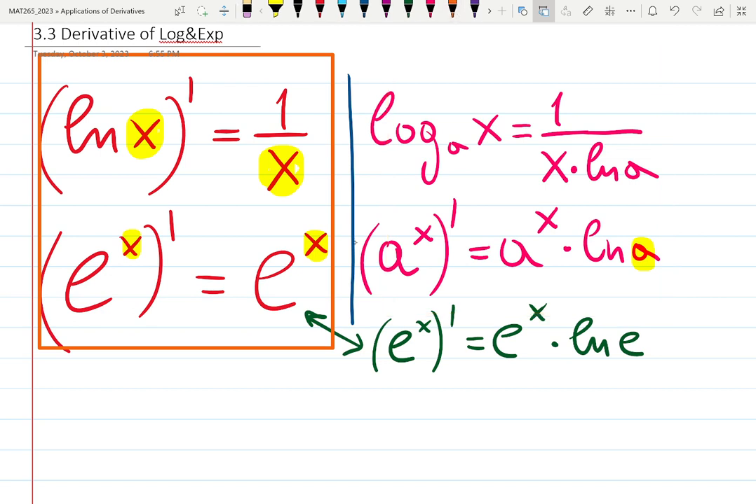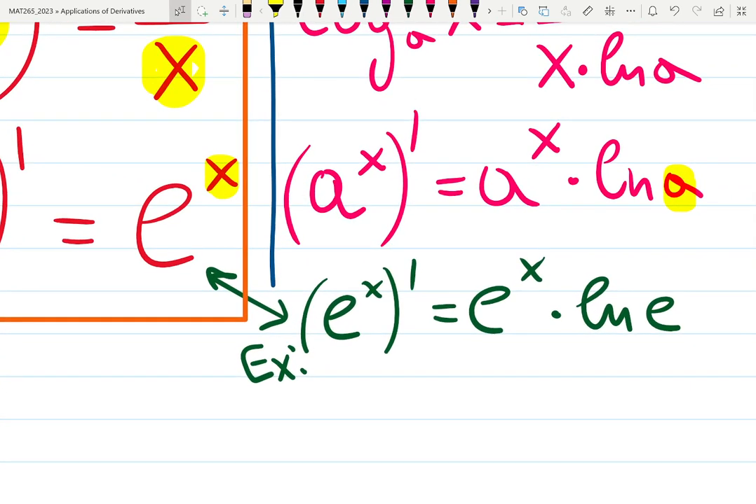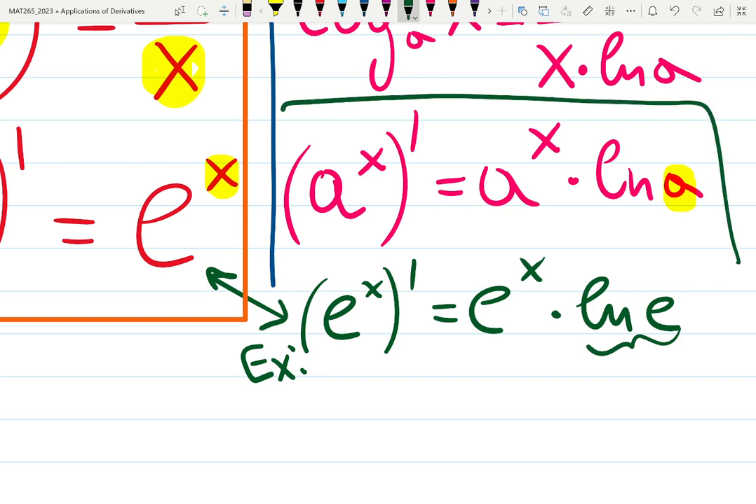The last two, that's an example. You mean this one? So for example, if you have e to the x, how do I know it will be just e to the x? E to the x prime is e to the x times ln of the base. That's coming from the main formula. But ln of e is 1. And that's how the formula was derived.